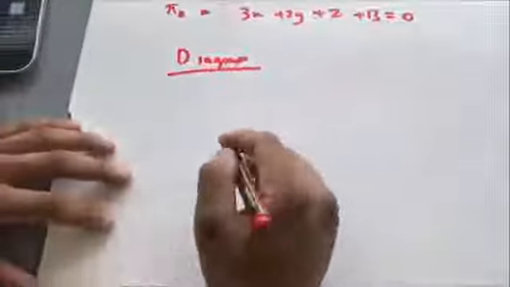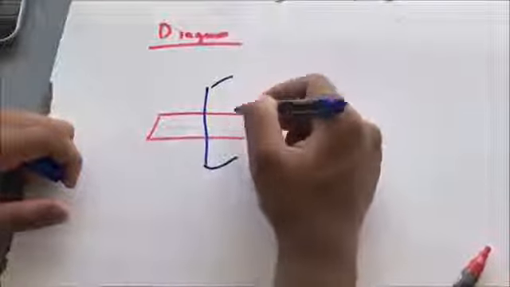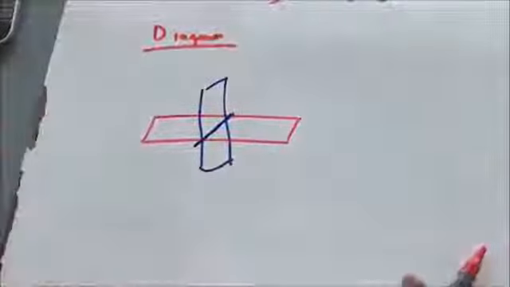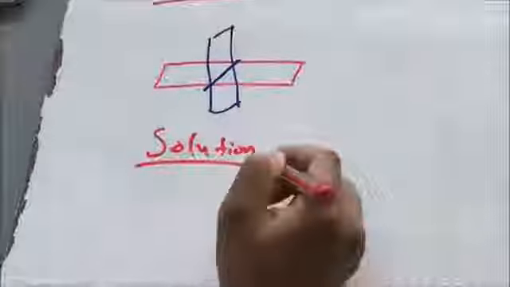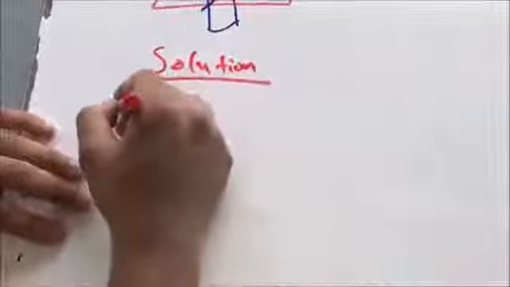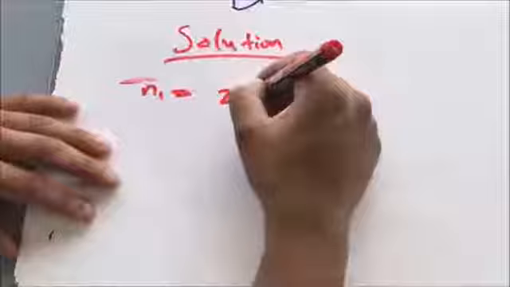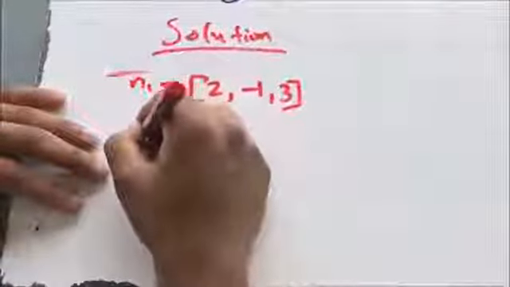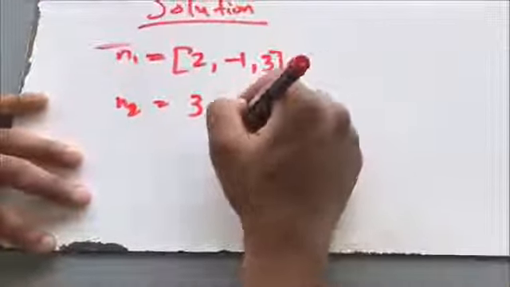Since the planes intersect along a line, let's assume this is one plane. And then the other plane would be something like this, and they would intersect. So something like this would be the line of intersection. In order to look at the solution and find the line of intersection, the first thing we would look at is the normals. The normals of the first one would be 2, -1, 3. The second normal would be 3, 2, 1.